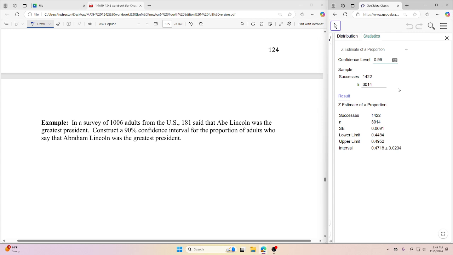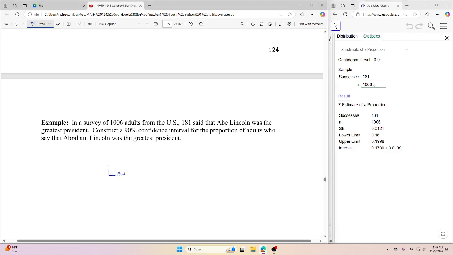Oh, 47? Okay. Today is the day. Yes. So I'm going to put it in at 90%. We got 181 for Abe Lincoln. We got 106. And there's your answer.